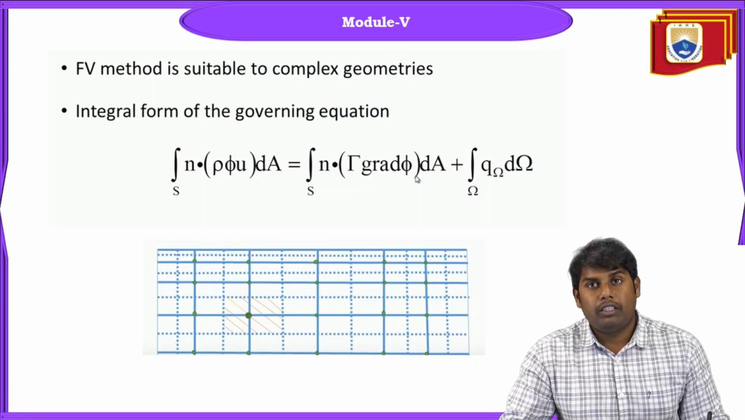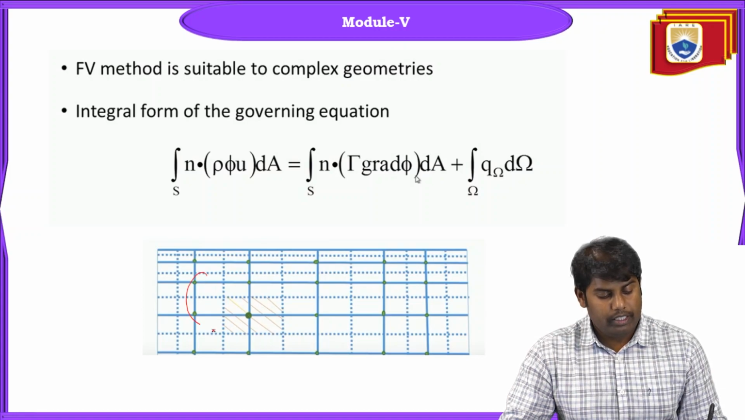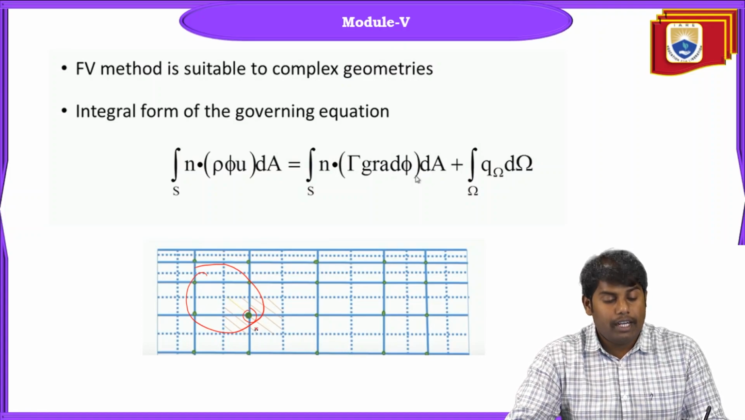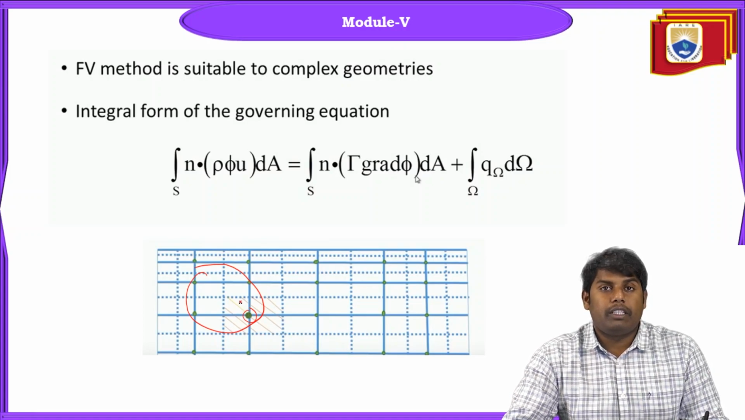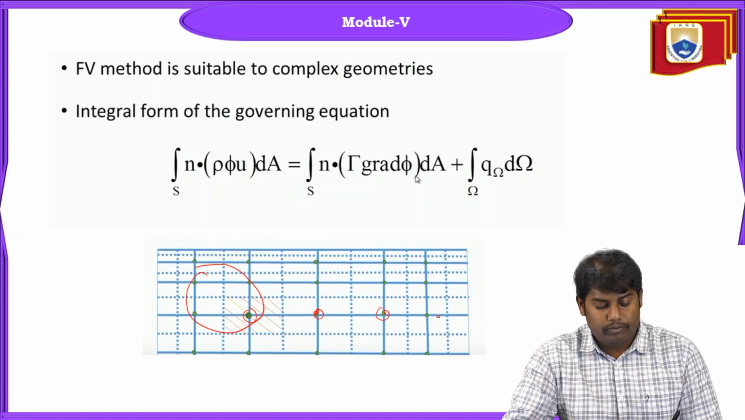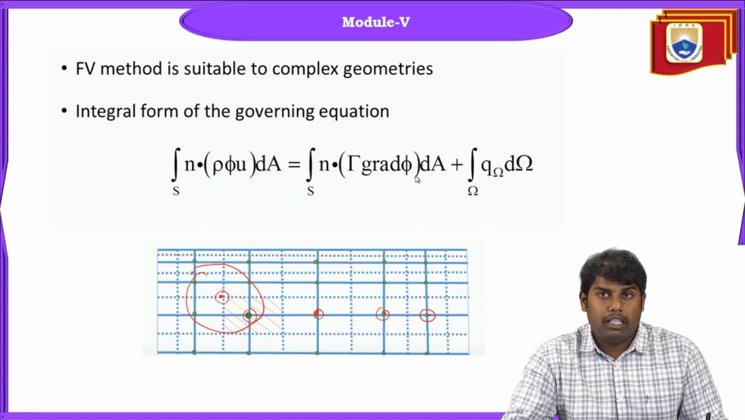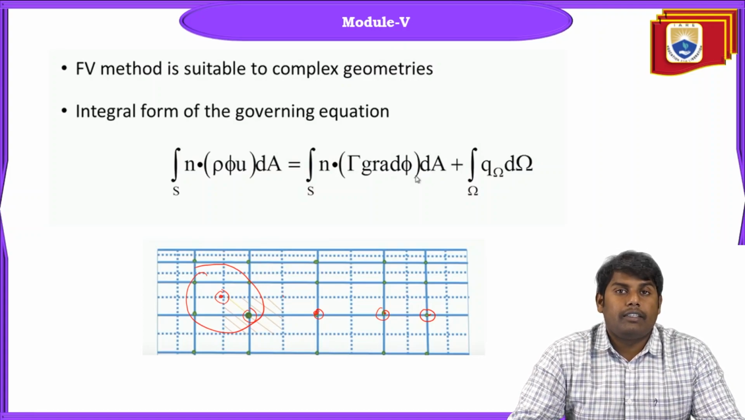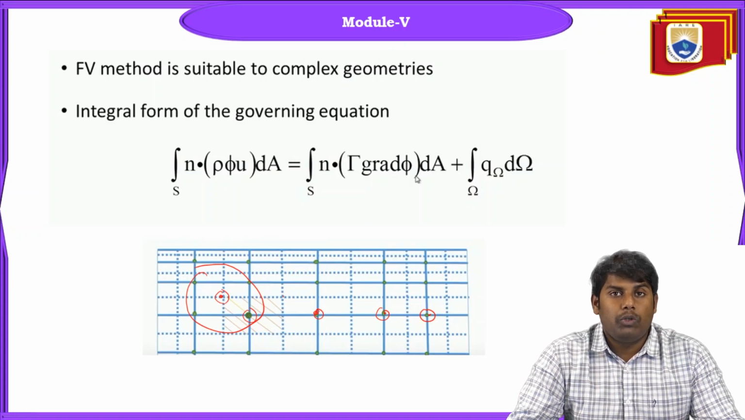Here you can see we have a cell. Here we have the grid points: the intersection between two grid lines, the X grid line and the Y grid line, gives us a grid point. In the finite difference method, we solve the governing equations at these grid points, at these locations. Whereas in the finite volume method, we will be solving at the center of the cell. So we need to find out the center of the cell, and then we will calculate the values at the center of the cell.